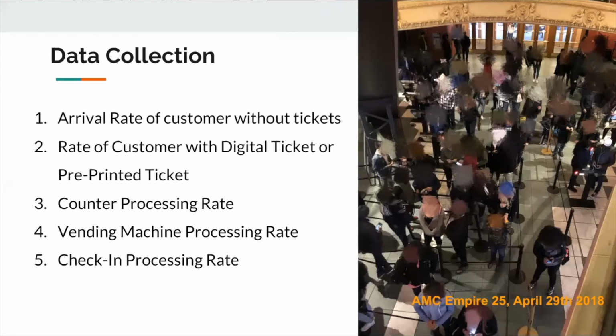For our data collection, AMC Empire 25 does not have accurate attendance data available, so our group carried out field data collection by ourselves during weekends. Our 4 group members plus 1 volunteer friend went to the theater from 5 p.m. to 9 p.m. on a weekend evening. There were 8 ticket vending machines and 4 counter servers working at that time. We collected 5 different arrival rates and processing rates at the same time for 4 hours.